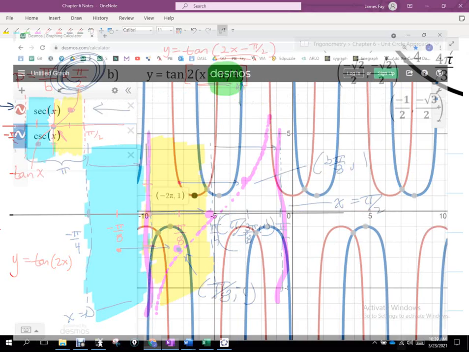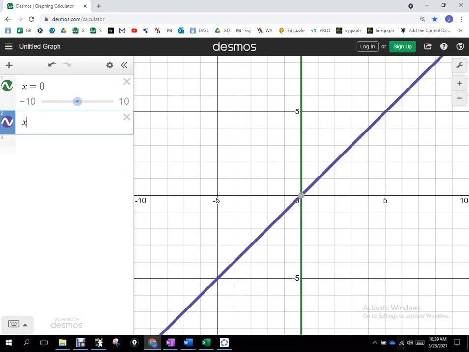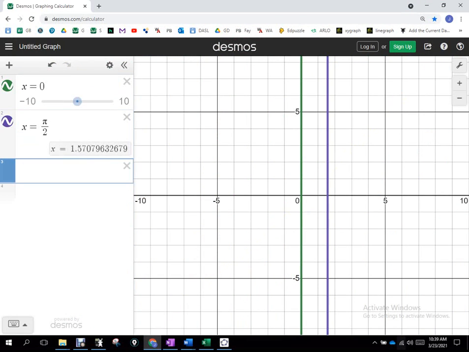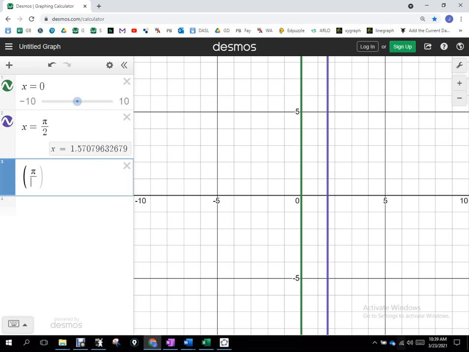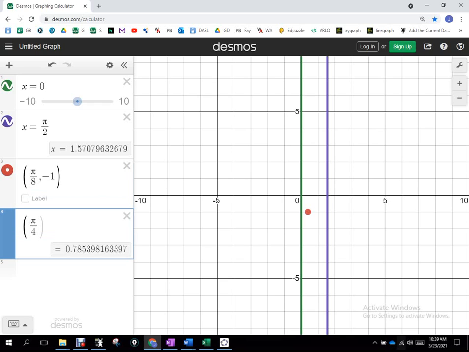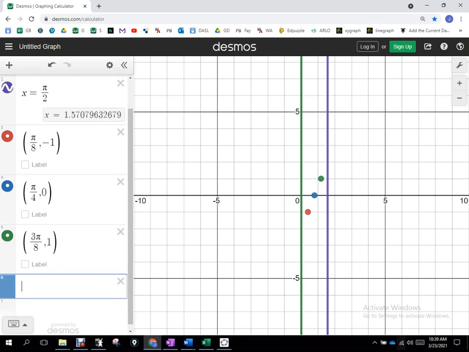And what I like to do, if I'm practicing these on my own, is I go and put those features in. We had an asymptote at 0, so x equals 0, x equals pi over 2 is another one. We had the point pi over 8, comma, negative 1. We had pi over 4, comma, 0, and we had 3 pi over 8, comma, positive 1. We had those 5 features, right?